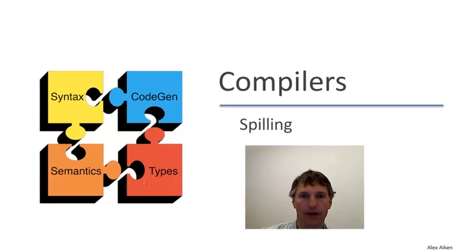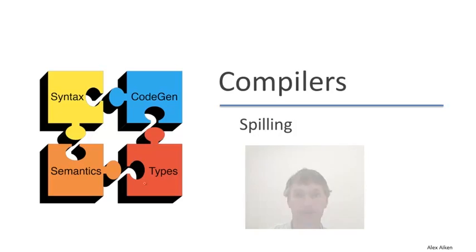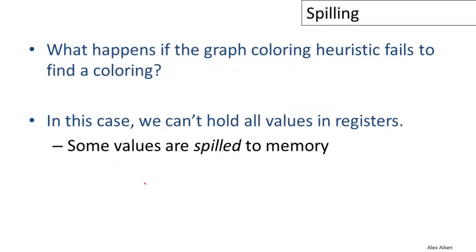In this video, we're going to continue our discussion of register allocation, and this time we're going to talk about what happens when we can't successfully color the graph, in which case we have to do something known as spilling. The graph coloring heuristic that we discussed in the previous video doesn't always succeed in coloring an arbitrary graph, and it may well get stuck and not be able to find a coloring. And so in that case, the only conclusion we can reach is that we can't hold all the values that we'd like to in registers.